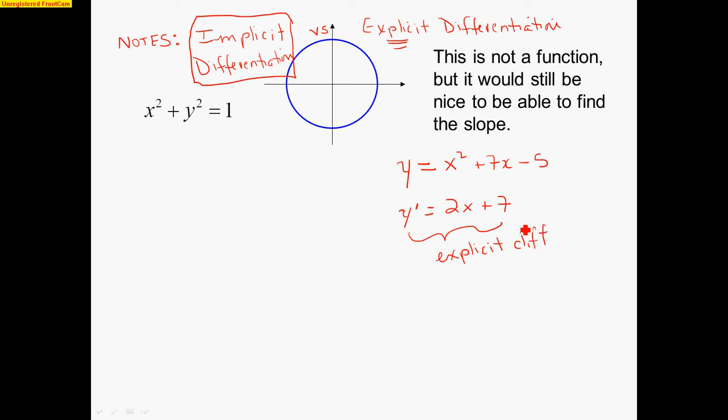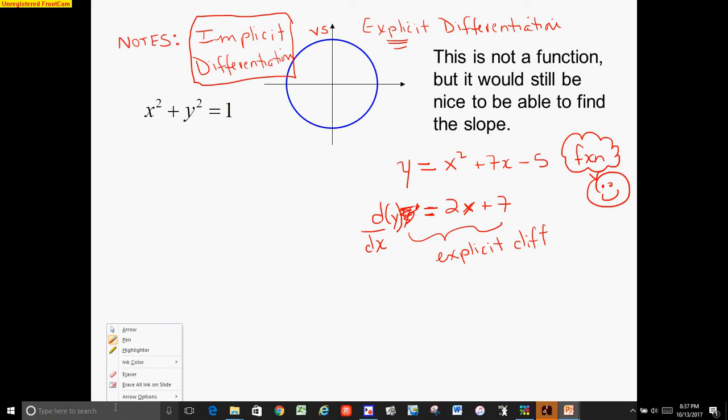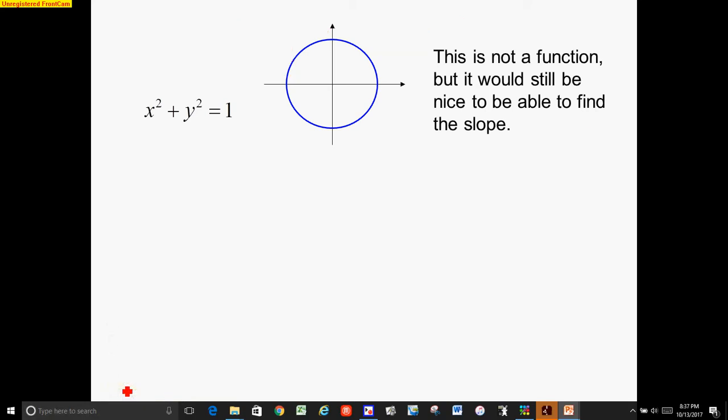differentiation. Notice that, and let me change the notation here for a minute, the derivative with respect to x of y is explicitly in terms of x. Notice that y equals x squared plus 7x plus 5 is a function, right? Now notice that x squared plus y squared is equal to 1 is not a function.